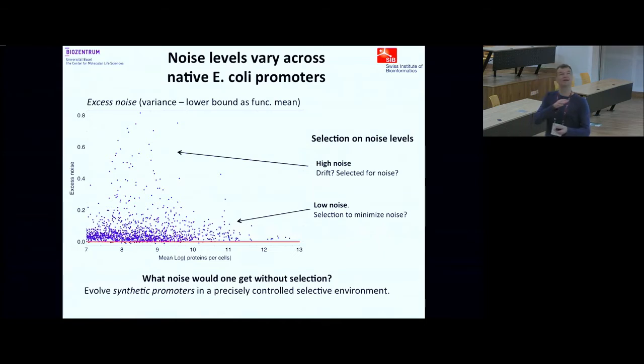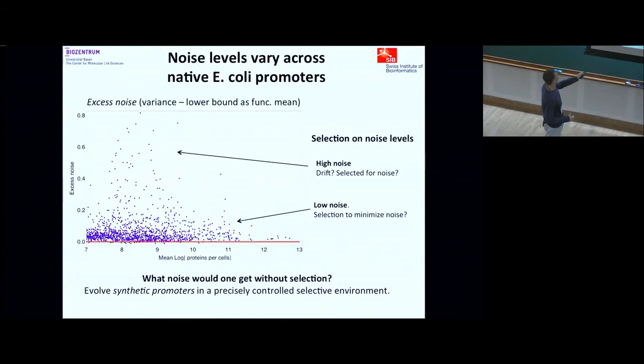So this intrinsic part, the lower bound on noise that you can never go below, has been removed. So this is the excess noise, the amount of variance beyond that. All right? So you see many promoters here seem to be bunched up near the minimum that is possible. But there are some promoters that have much higher noise.